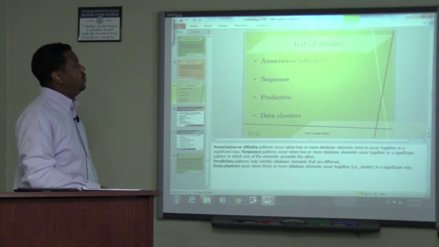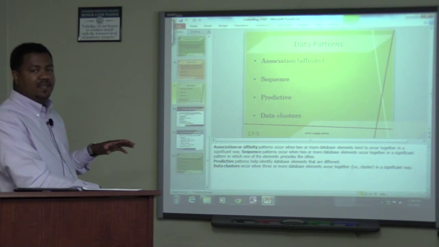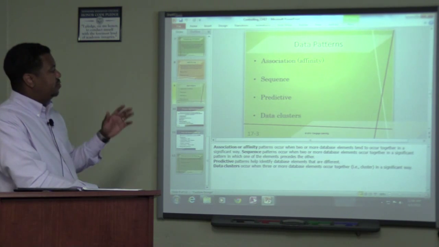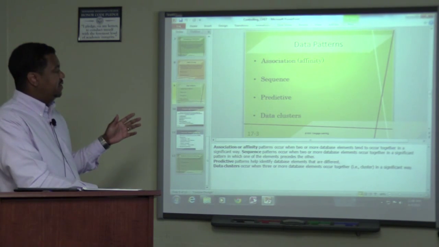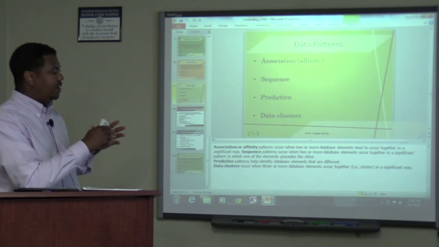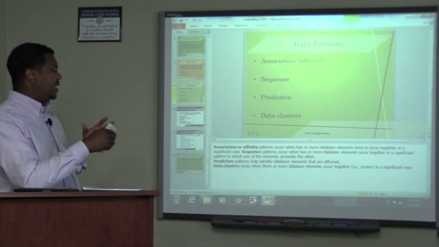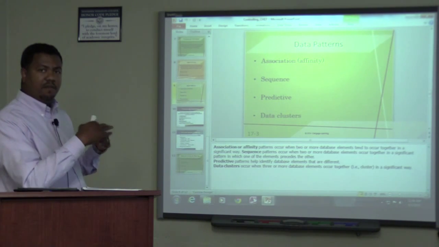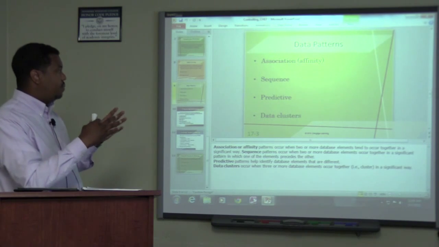We also see the importance of identifying these different data patterns that result from our data mining. So we can have association, sequence, predictive, and data clustering. Those associations are two or more things that tend to occur together, which creates an affinity to a certain standpoint of a process that we tend to almost predict.